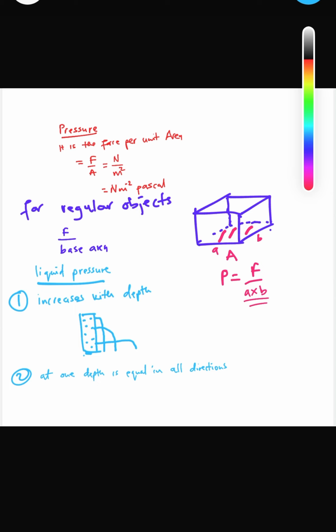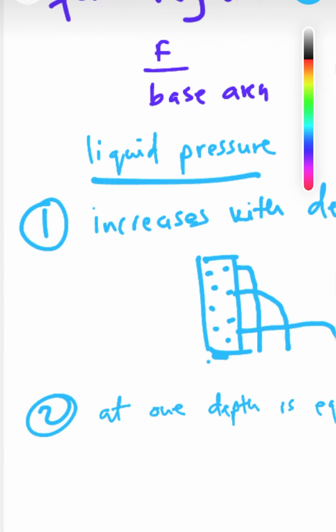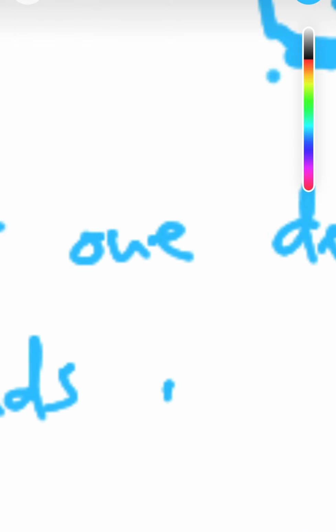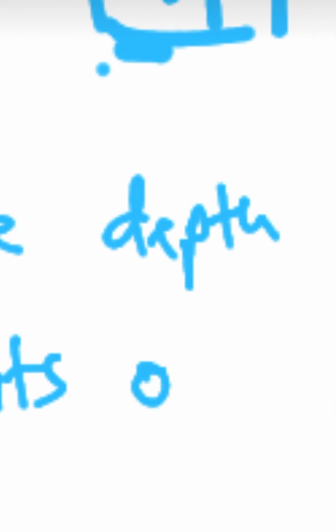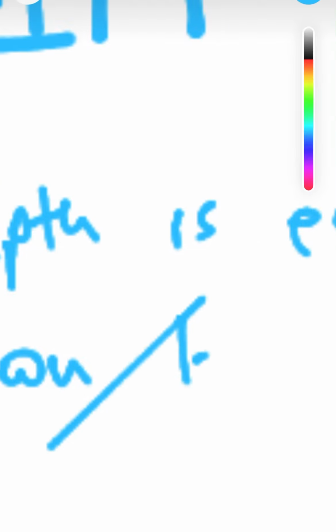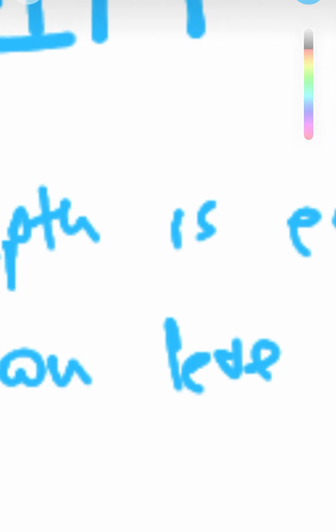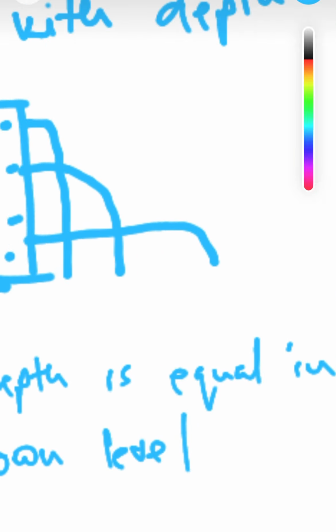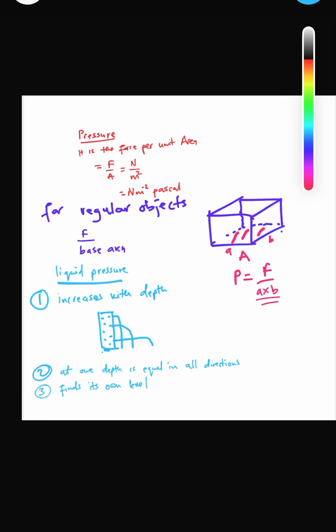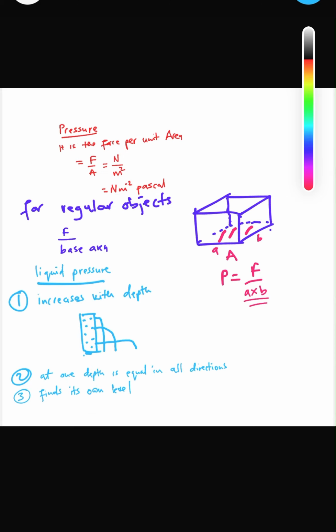And also we say that pressure finds its own level. So in other words, even if you pour a liquid into a container, it's simply going to find its own level and it will level up at last.